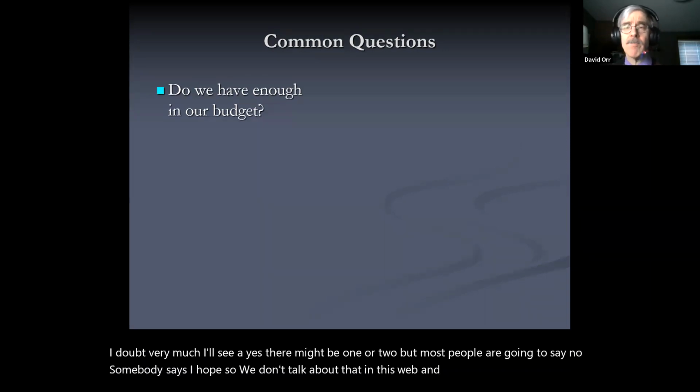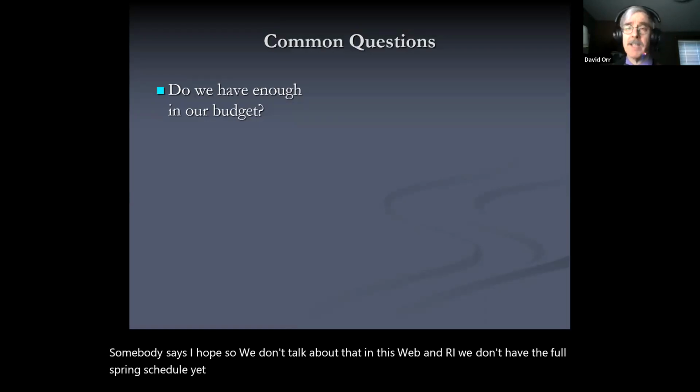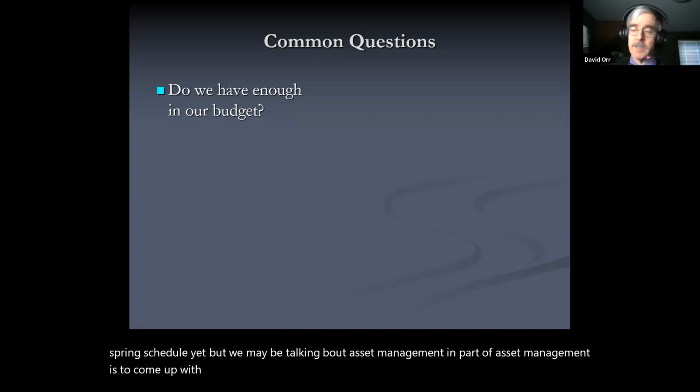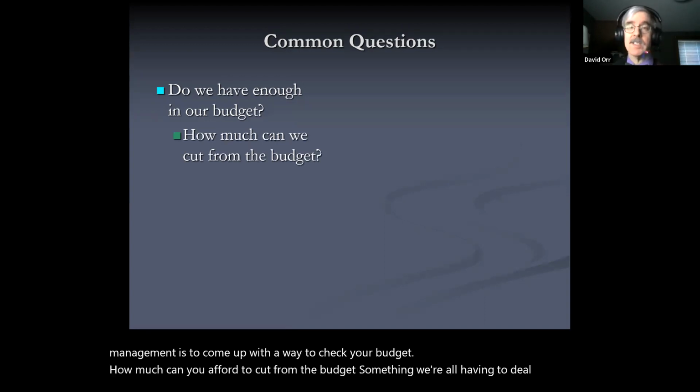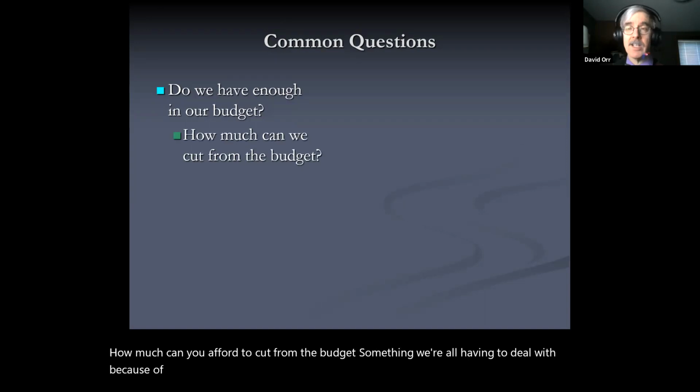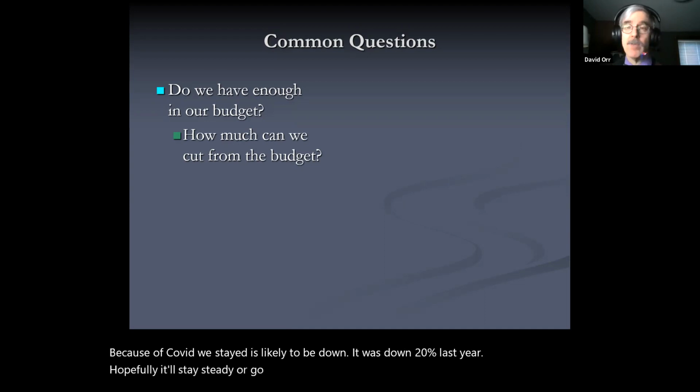We don't have the full spring schedule yet, but we may be talking about asset management, and part of asset management is to come up with a way to check your budget. How much can you afford to cut from the budget? Something we're all having to deal with because of COVID. State aid is likely to be down. It was down 20% last year. Hopefully it'll stay steady or go back up, but we don't know. So how much can we cut from the budget?